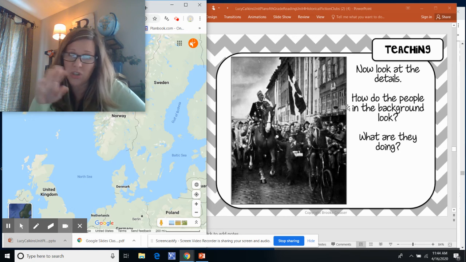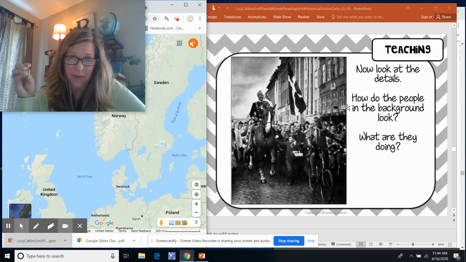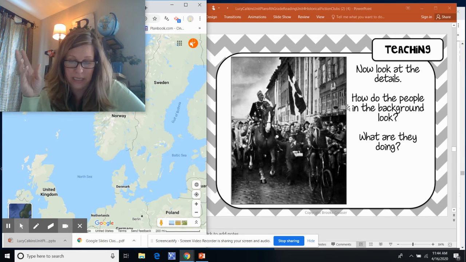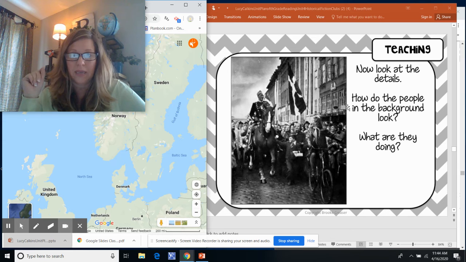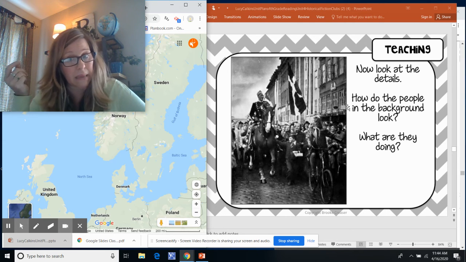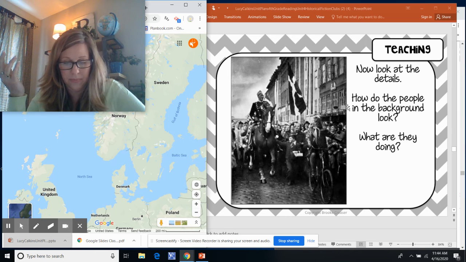Think about these people. These are just your ordinary people. And it almost looks like it's a parade. If you think about this, they're all surrounding this king. You think that these people admire him? I would think so, right? They're smiling. They're happy to be near him.